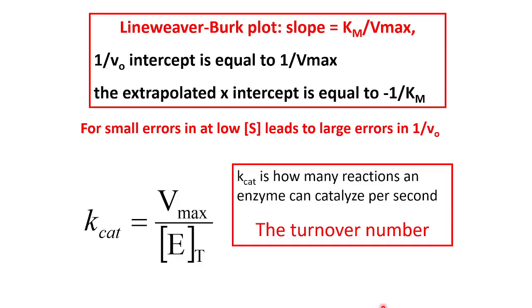So the Lineweaver-Burk plot gives you a slope of Km by Vmax. So 1 by V naught is equal to 1 by Vmax if it's extrapolated along the x-intercept.